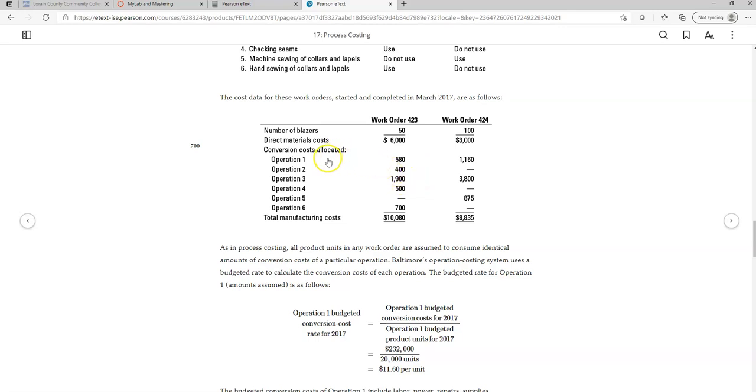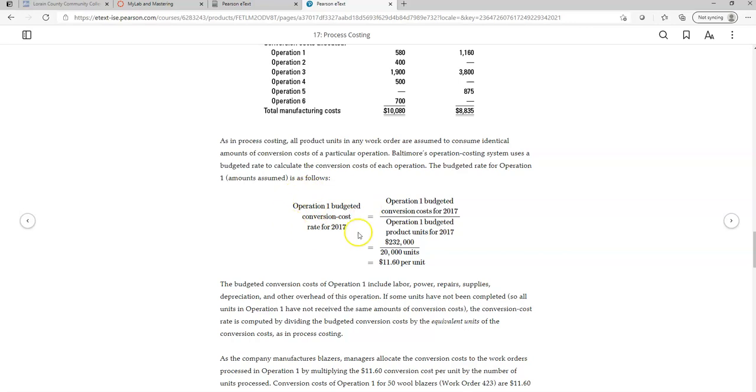Here's where we get a difference in conversion costs, because they're consuming different amounts of resources, because one blazer may require certain operations the other blazer doesn't, and vice versa. So we're only going to add to each work order the allocated conversion costs of the operations we use. So let's take a look here.